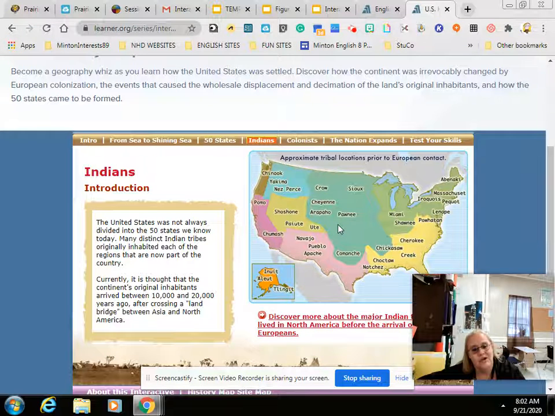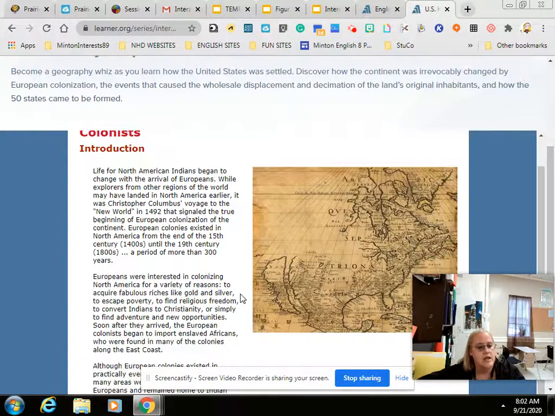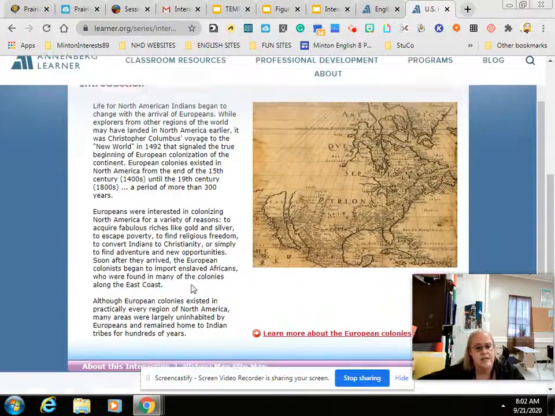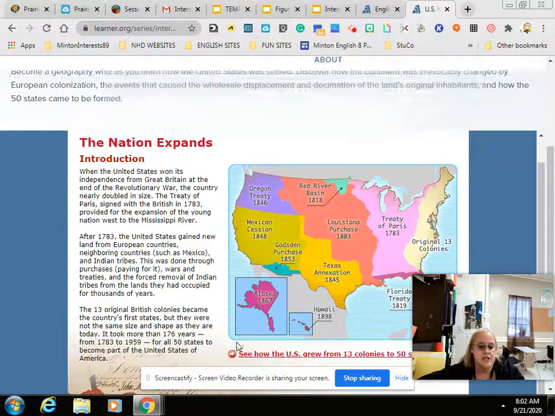So you'll notice that there are a lot of tribes here. This isn't just a land that is empty, devoid of people. It is completely full of tribes. Whether they got along or not, that's another story. Then we have the colonists, and you can look through here and go through this and learn more about colonies, European colonies. And then we got the nation expands.